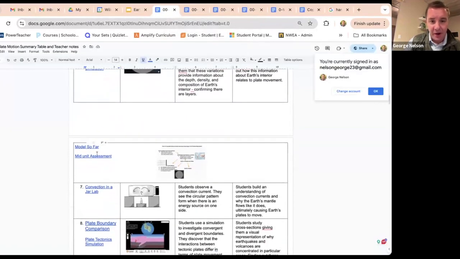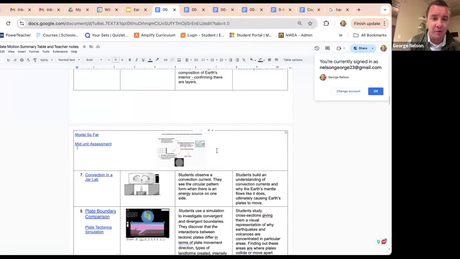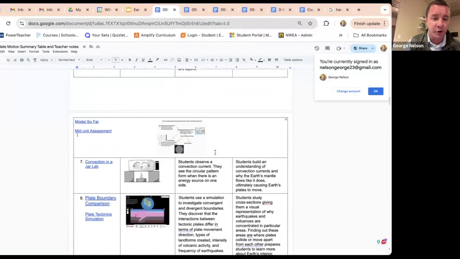So I have them stop and do a midpoint check at this part. I know it's small in the teacher notes, but it just asks, what do we know about the Earth's surface right now? And with that, now we know what the inside of the Earth looks like and why we see a lot of volcanic rock all over the Earth.